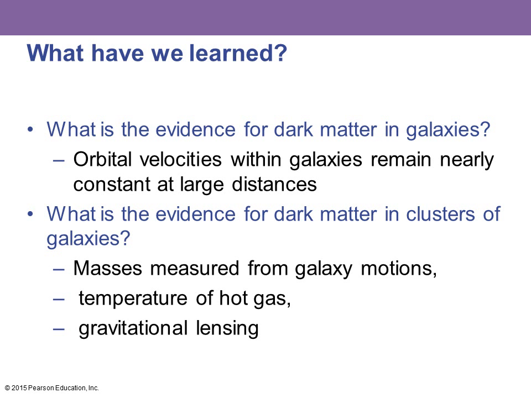So what's the evidence for dark matter? Well, orbital velocities within galaxies are pretty constant at large distances. And what's the evidence for dark matter in clusters? Well, they're measured from galaxy motion, temperature of hot gas, and gravitational lensing.